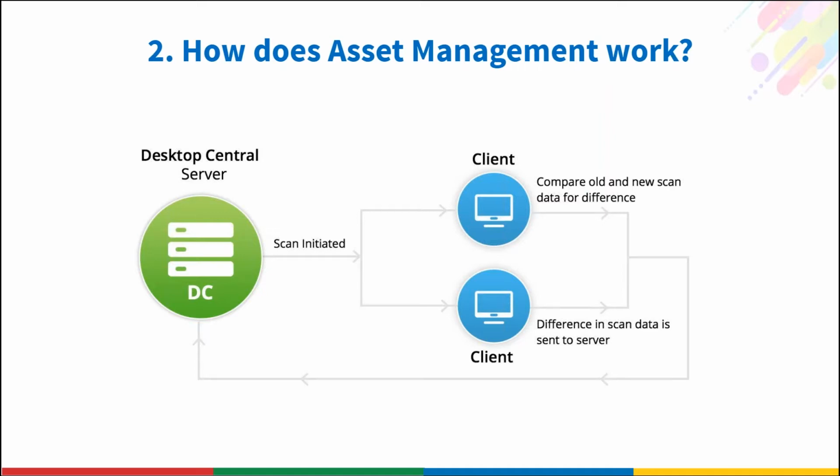Then after, based on the schedule, or when an administrator initiates an on-demand scan, or whenever new software gets installed or uninstalled, or a user logs in, it will trigger a scan, and it will only be a diff scan. It's going to compare the data with the previous scan and post only the differential data. This ensures only minimal data is transferred from the clients to the server, and resources are also utilized at a minimum.